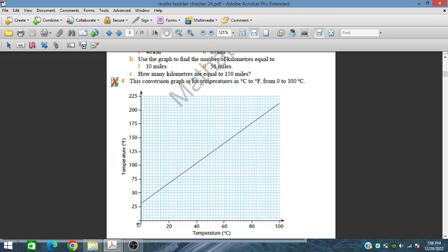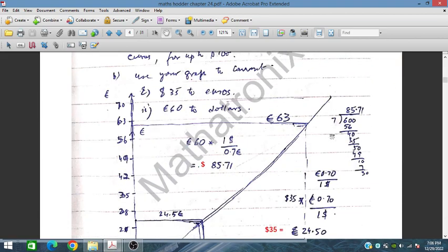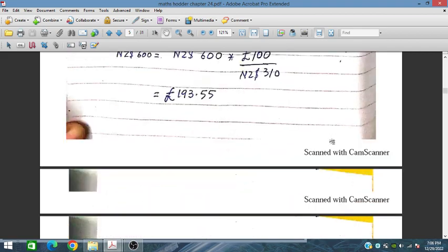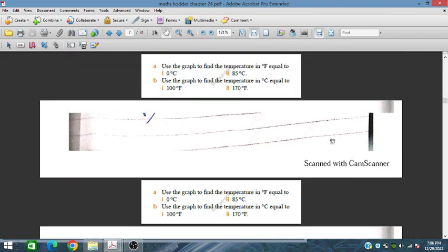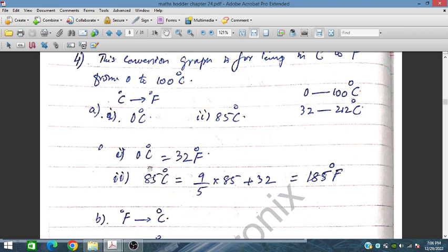So we know that 32 Fahrenheit is equivalent to 0 Celsius. Here we have Celsius, and on this axis we have Fahrenheit. So 0 to 100 Celsius is equivalent to 32 to 212 Fahrenheit. This can be learned from here. So we know that 0 Celsius is equal to 32 Fahrenheit. It can be read from the graph.